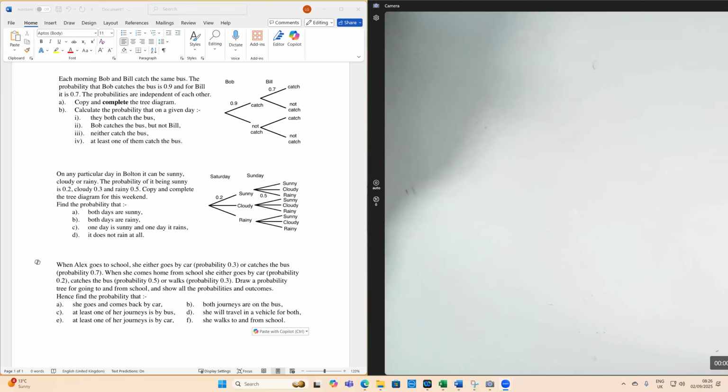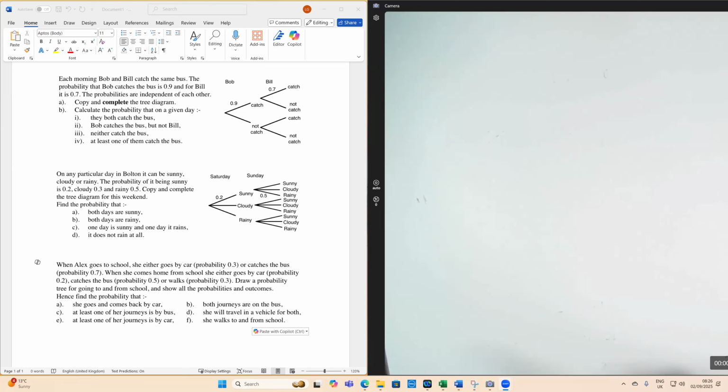Hello everyone, and in this video we're going to be looking at independent events, tree diagrams for independent events. It's a really nice topic and it's generally answered and understood really well by students. So it's a good one for us to make sure that we've got this.